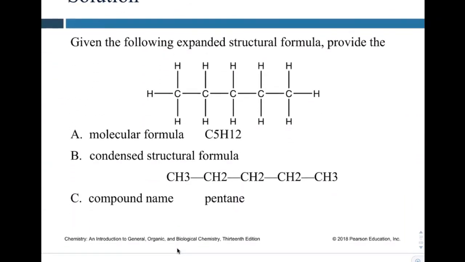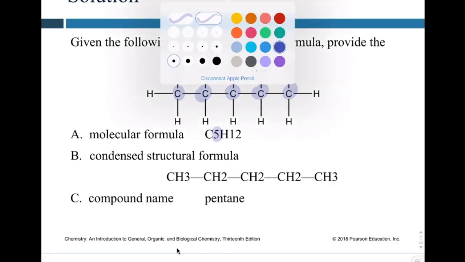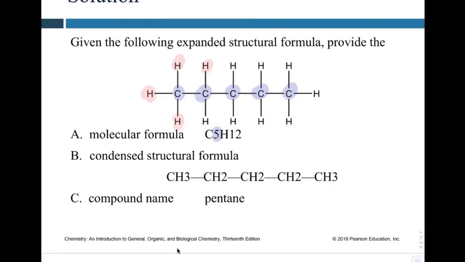All right, so here is your molecular formula. So for the carbons, I'll count 1, 2, 3, 4, 5. And so I say C5. And then for my hydrogens, I'll count 1, 2, 3, 4, 5, 6, 7, 8, 9, 10, 11, 12. So I get a 12 here.